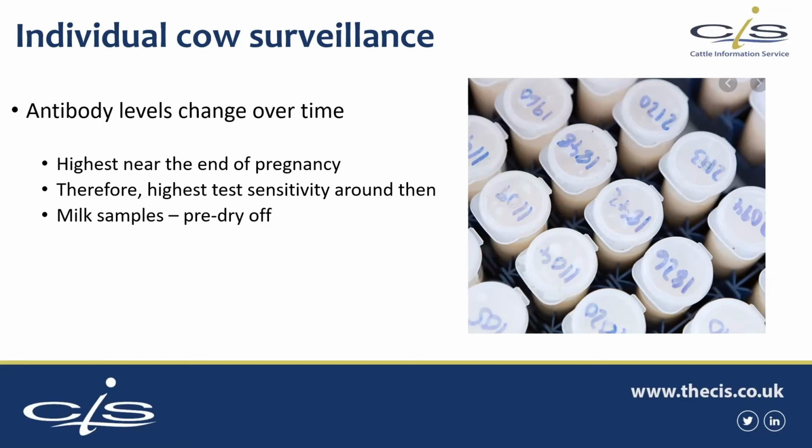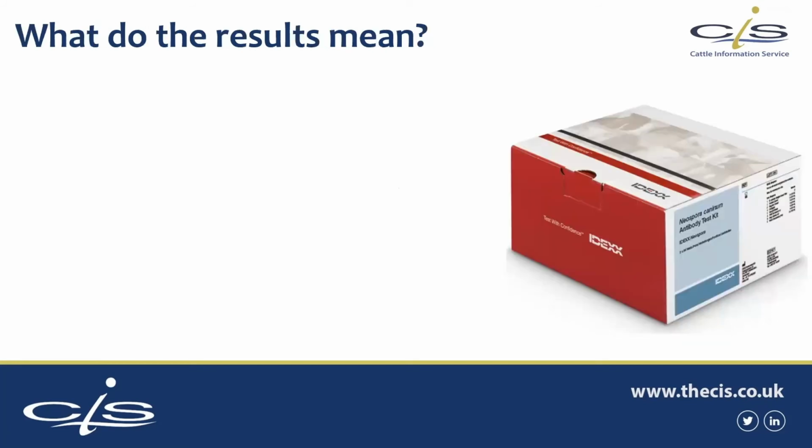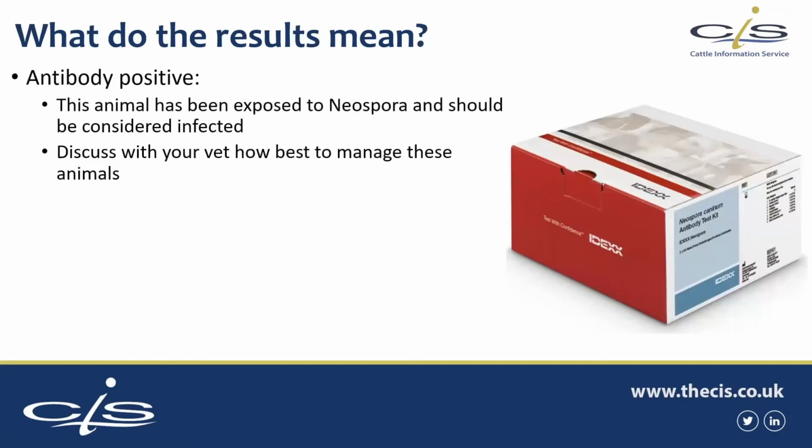But we could also test just after calving, because although the antibody levels will be falling, they should still be fairly high at that point if they are there. However, there is a bit of variation. So we talked a few minutes ago about what the results mean for different cows in different situations in bulk tanks. What does it mean on an individual level?